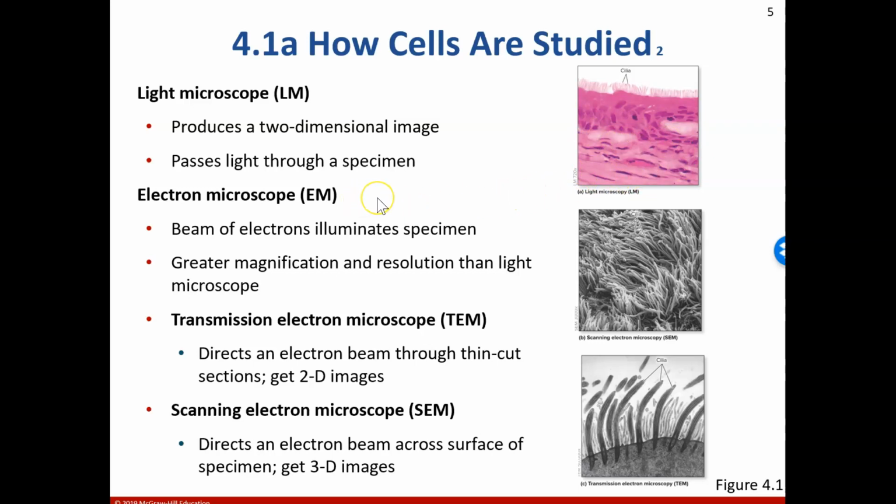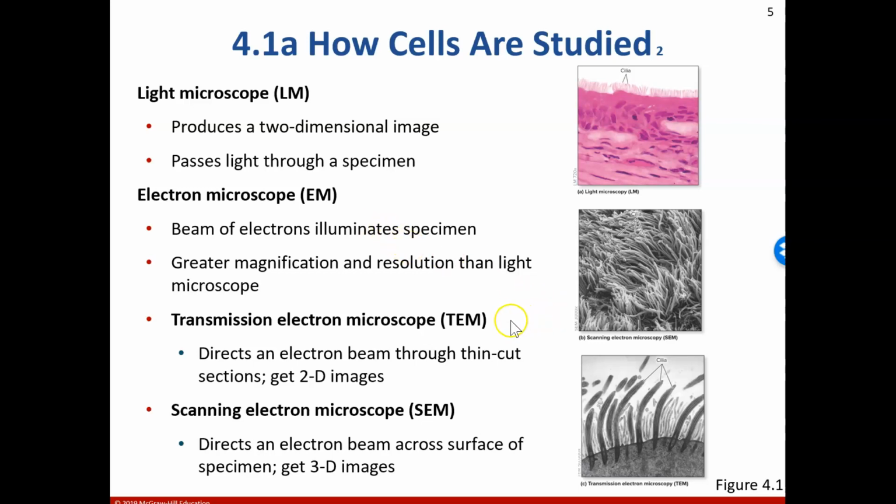Now next we have electron microscopes, and these are going to send a beam of electrons to illuminate the specimen and gives us greater magnification and resolution than a light microscope. So whereas with a light microscope, we are able to see cells, but we have more difficulty seeing specific organelles. The nucleus is pretty much where we stop. Maybe we could see some mitochondria. But with the electron microscope, we can really see structures well. We could see a Golgi apparatus, we can see a rough ER, smooth ER, and so forth.